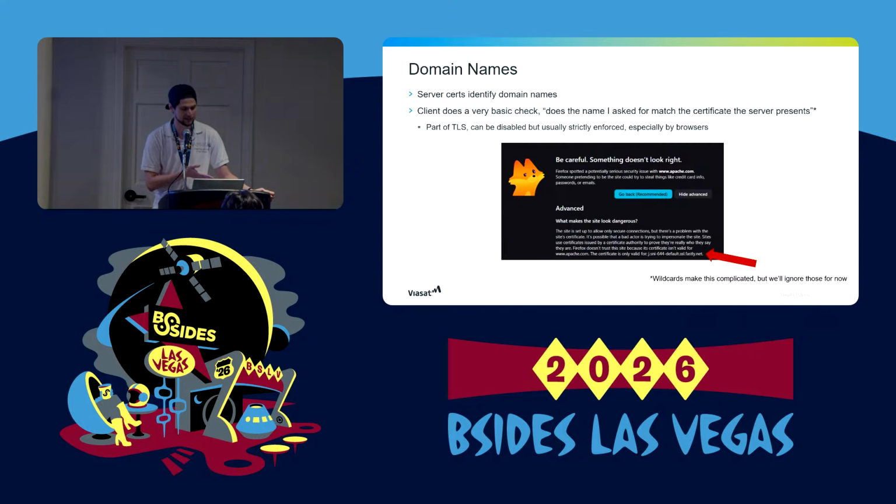And the client does a very basic check. Hey, does the name that I asked for match the certificate that the server gave me? Again, you can set that check up any way you want, but very basically, the name I requested, is it in this cert? And there's various places it can be. This is a part of TLS. You can disable it, but why would you want to? Browsers basically don't give you an option to turn this off.